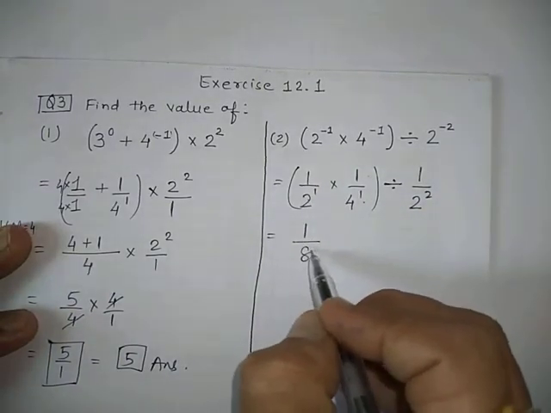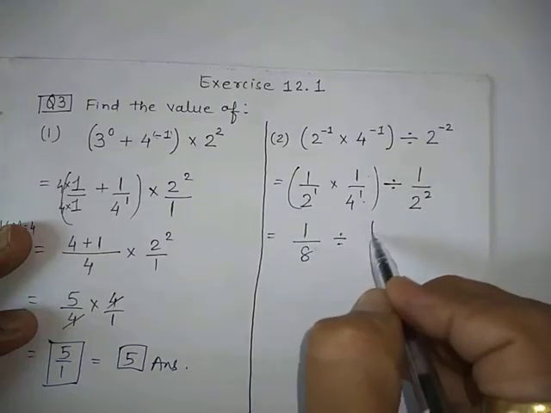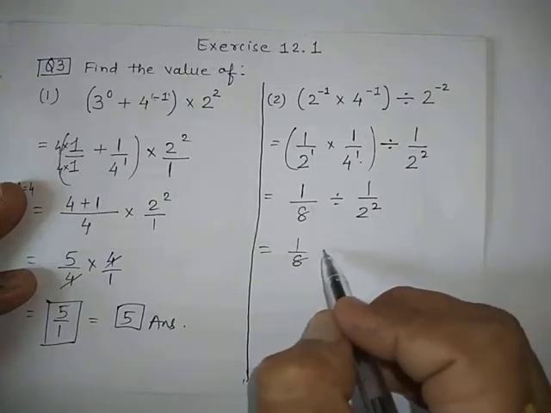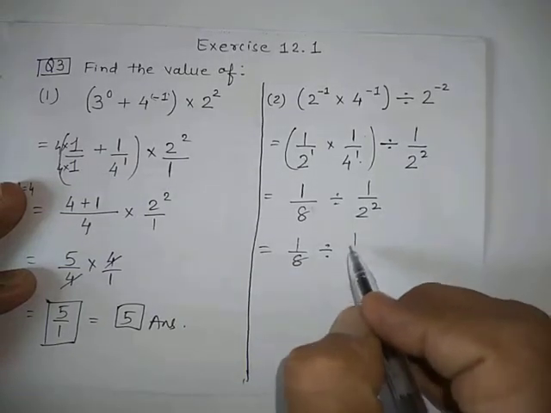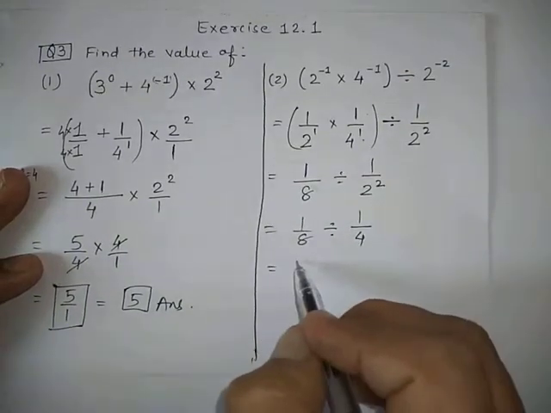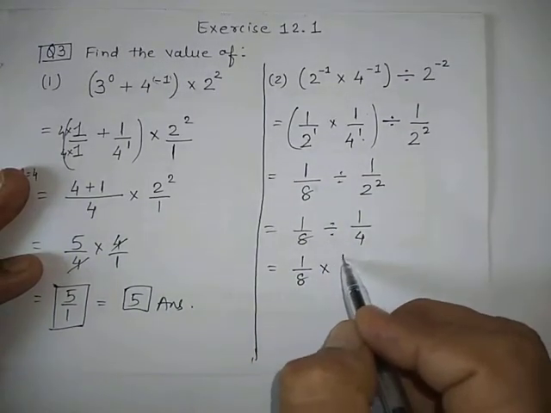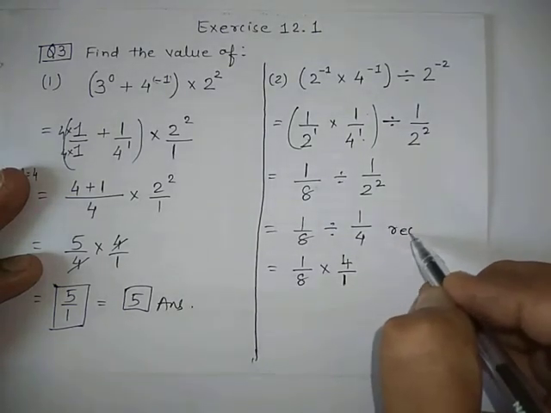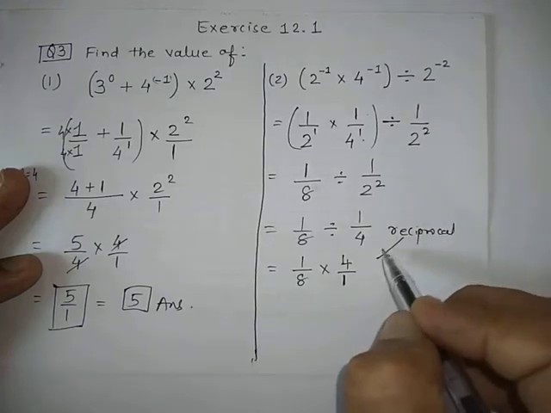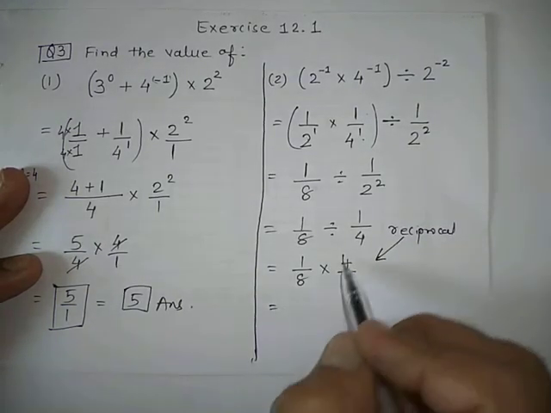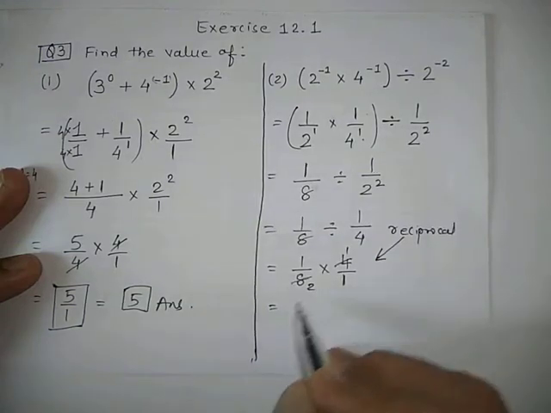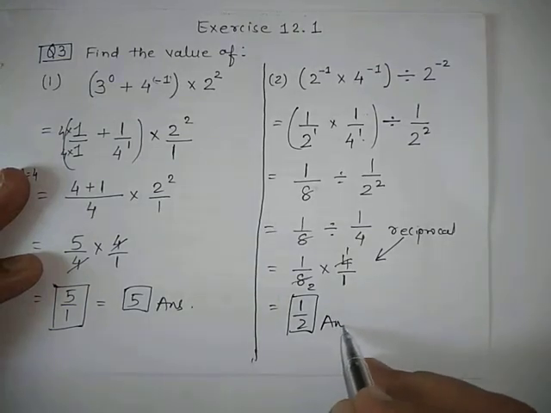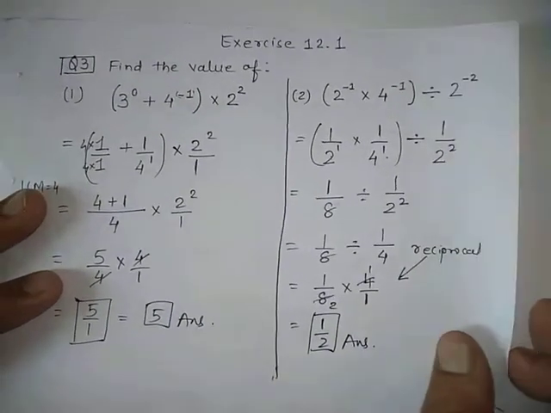2 4s are 8. Now it is divided by 1 by 2. So we will get 1 by 8 divided by 1 by 2 2s are 4. Now if we multiply, the divide sign will be changed to multiply, so it will become 4 by, and then also the reciprocal of it. So we will get 1 by 2 as the evaluated answer. Find the value of it.